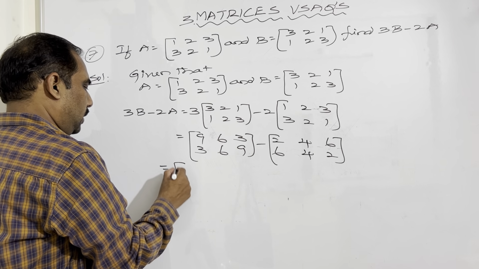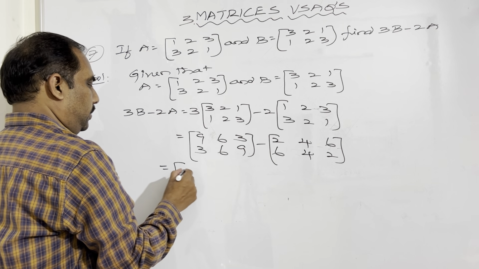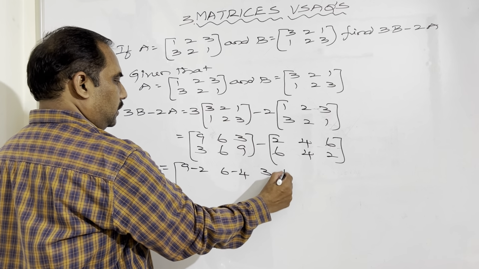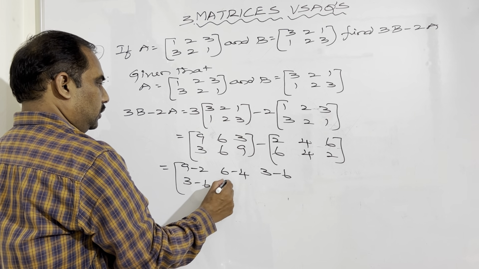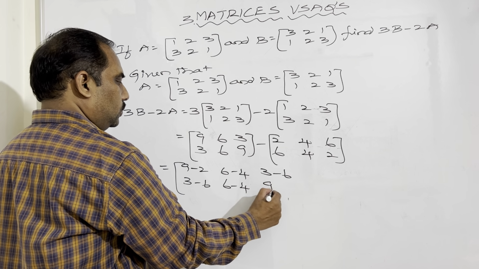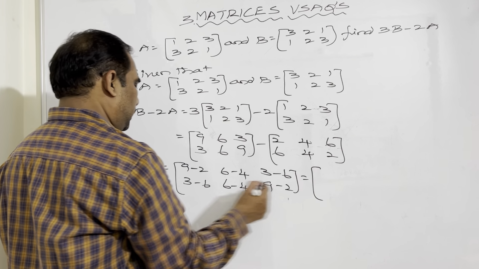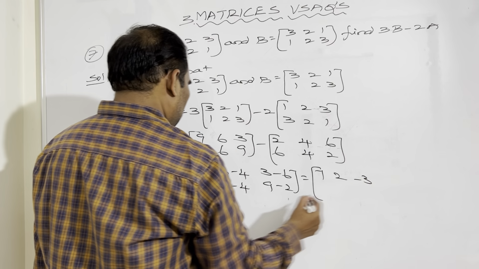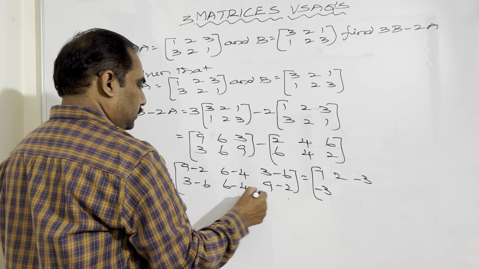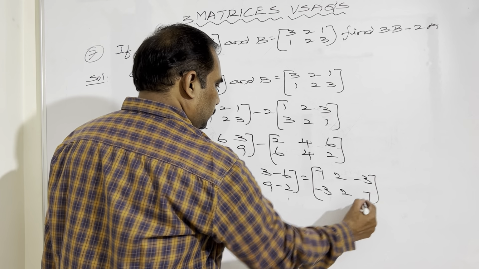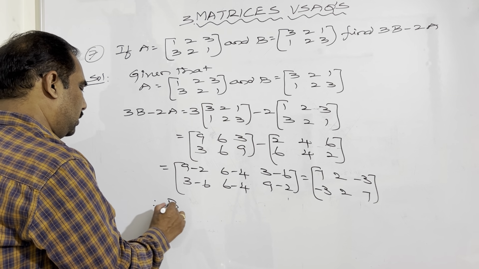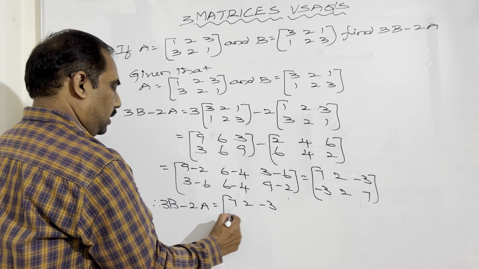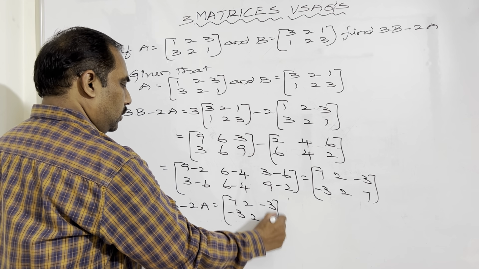So now, subtracting the corresponding elements, here 9 minus 2 and 6 minus 4 and 3 minus 6. Here 3 minus 6, so 6 minus 4 and 9 minus 2. So what happens here, we get 9 minus 2 is 7, so 2 and minus 3 here. So this is minus 3, 3 minus 6, 6 minus 4 is 2, 9 minus 2 is 7. So like this, 3B minus 2A is equal to 7 2 minus 3, 2 7. So like this we can find.